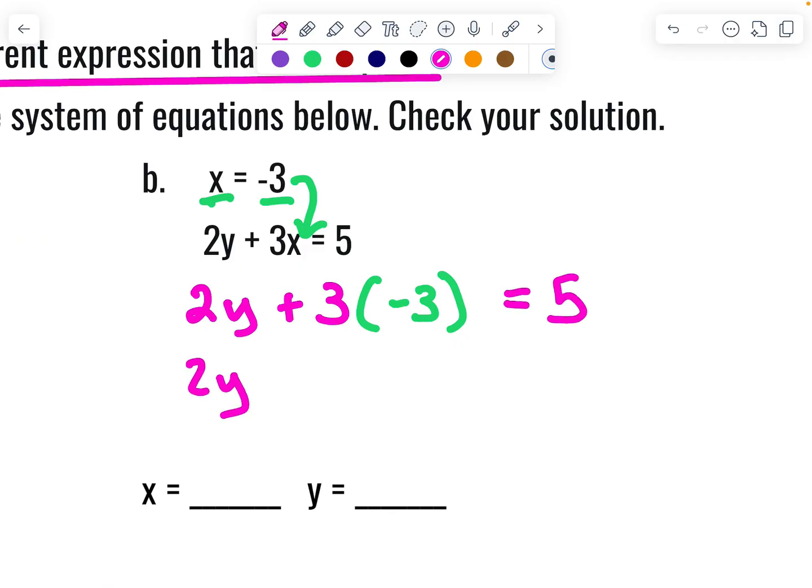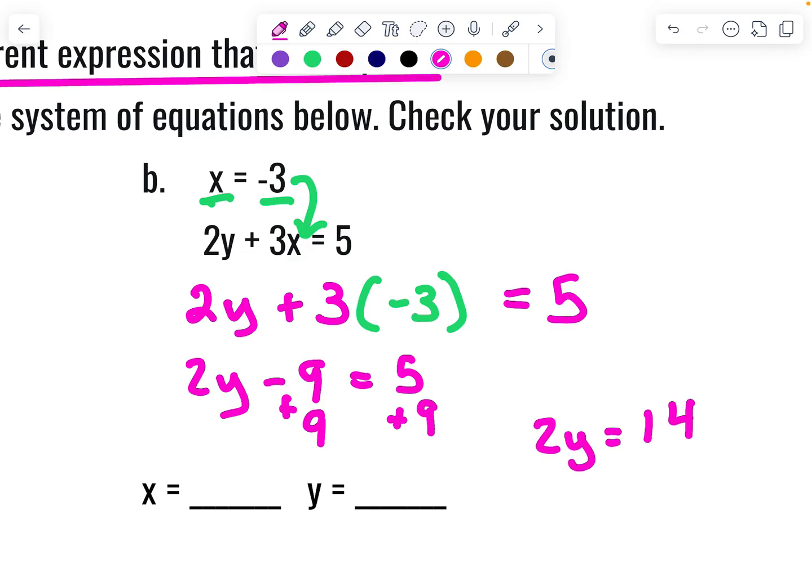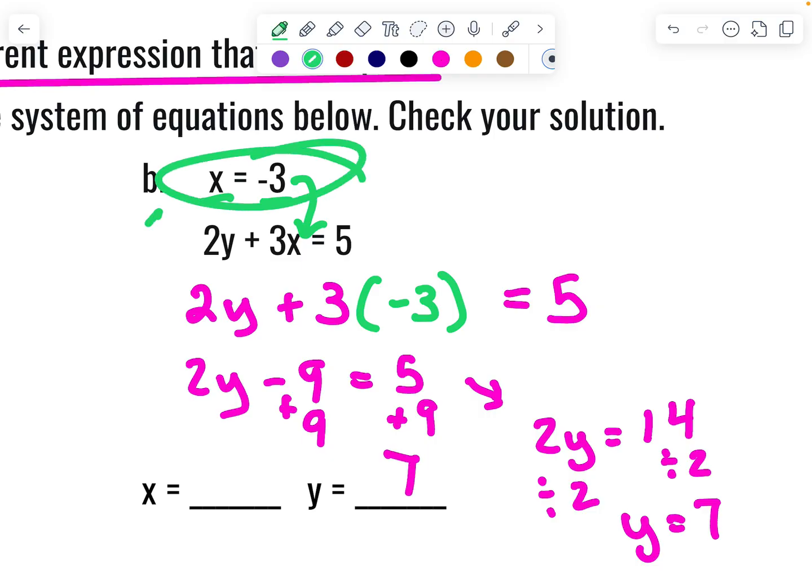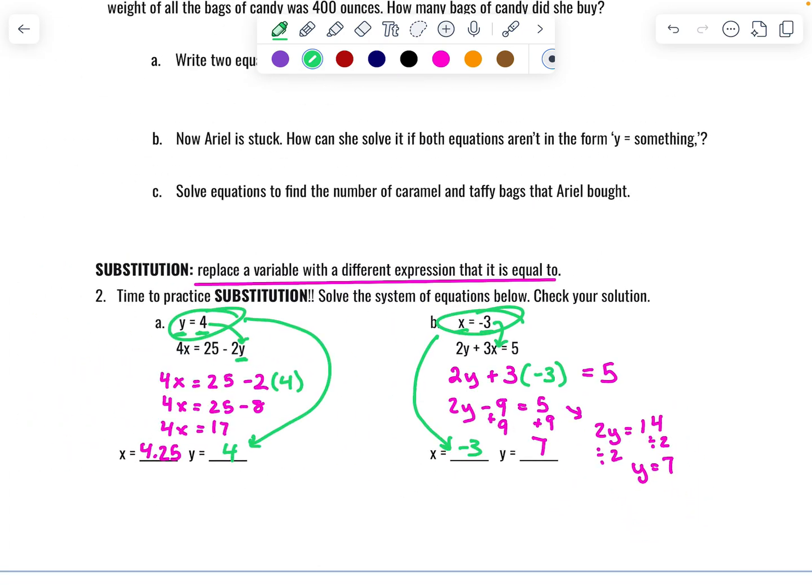And then we can simplify. 2y minus 9 equals 5. I can add 9 to both sides and get 2y equals 14. And then divide both sides by 2 and get y is 7. And then they already told us what x is, negative 3. Okay?